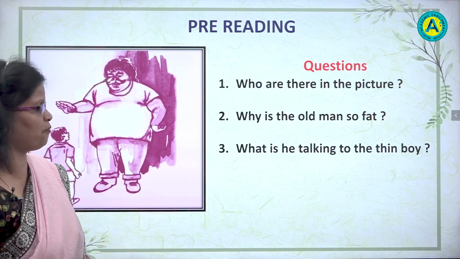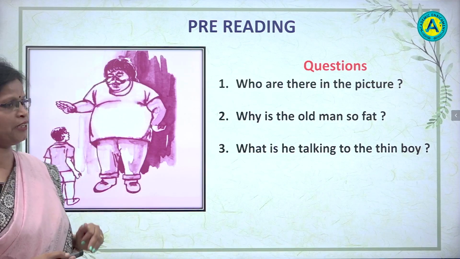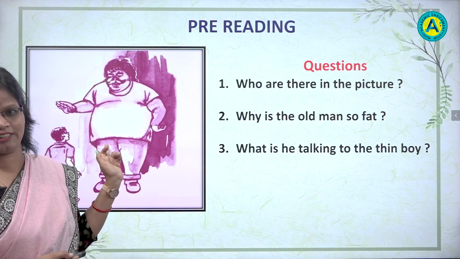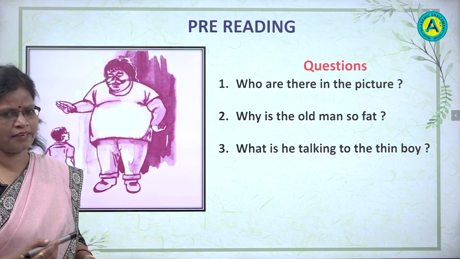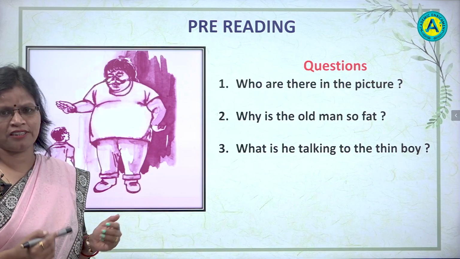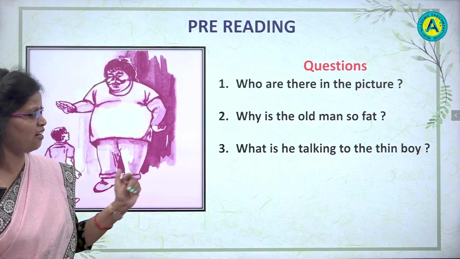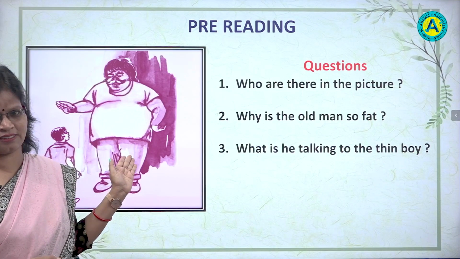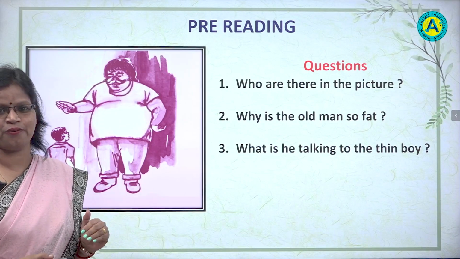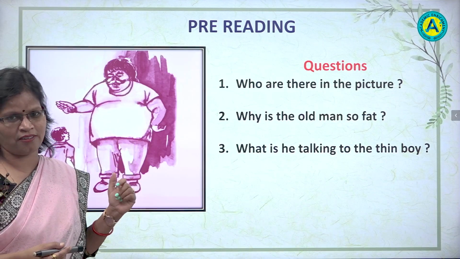So my third question is, what is he talking to the thin boy about? See the picture. The old man and the thin boy, they are talking to each other, isn't it? Can you guess what they are talking about? No, we cannot say exactly what they are talking about. We just guess. But we can know the answer. How? For that, we have to refer to the chapter. Which chapter? The Greedy Fat Old Man, part 1.